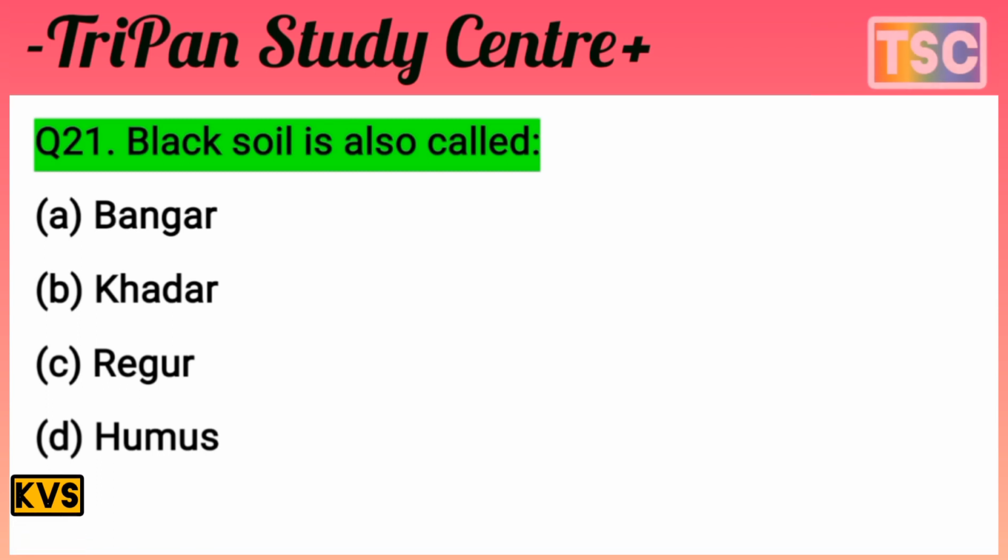On your screen, there is the next question. Black soil is called what? A is Bhangar, B is Khadar, C is Regur, and D is Humus. That's an important question. Take a few seconds for this answer. First of all, test your knowledge.